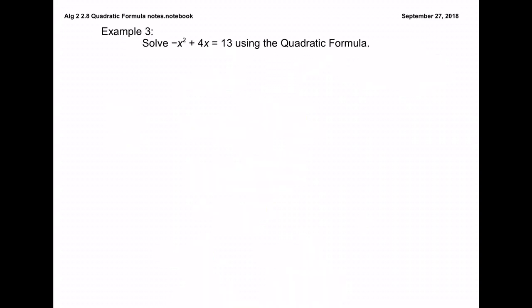Example number 3: solve negative x squared plus 4x equals 13 using the quadratic formula. First thing we need to do is subtract our 13 so that we have it in standard form. We then can list our a is negative 1, our b is 4, our c is negative 13, and it's time to plug in your variables.